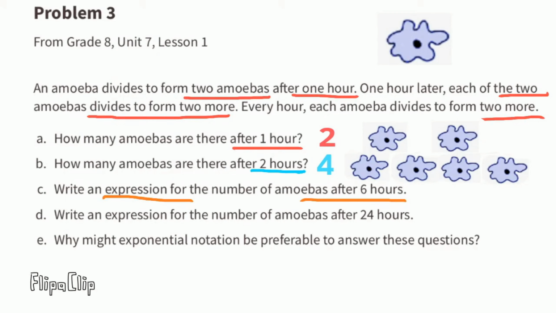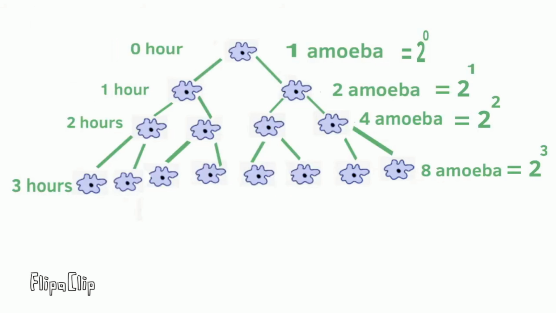We answered A because after 1 hour, there were 2 amoeba. And we answered B. After 2 hours, there were 4 amoeba. C. Write an expression for the number of amoeba after 6 hours. Let's go back to our illustration and you'll notice a pattern. At hour 0, when there's 1 amoeba, the expression is 2 to the power of 0. After hour 1, when there's 2 amoeba, the expression is 2 to the power of 1. After 2 hours, the expression is 2 to the power of 2. After 3 hours, the expression is 2 to the power of 3.